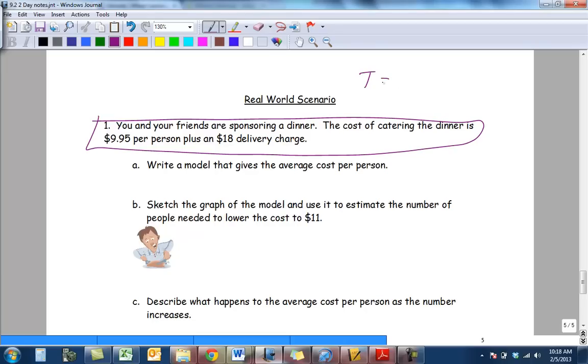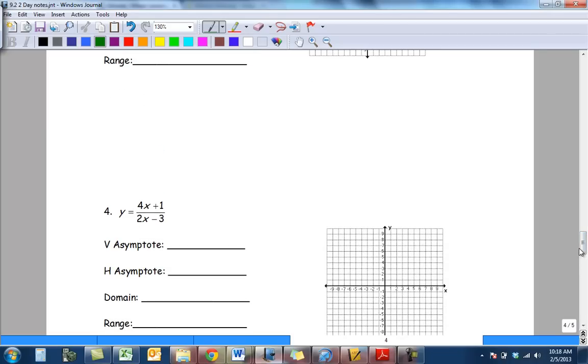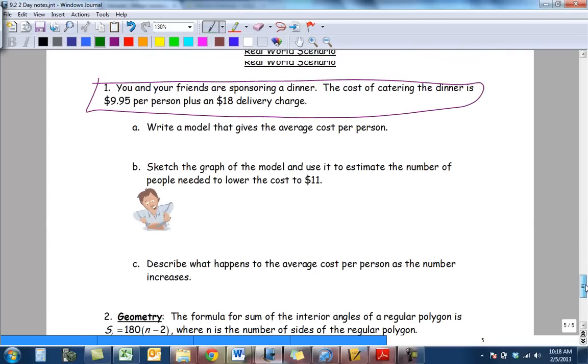The total cost would be, well, it's $9.95 per person, so 9.95x plus, and there's a $18 delivery charge, right? Algebra 1, that would be the first thing, just the total cost. But this unit, everything has been where x has been in the denominator, right? Look up here in all these graphing problems. X was in the denominator. Even this one, x is in the denominator. So we're looking for something like that here.